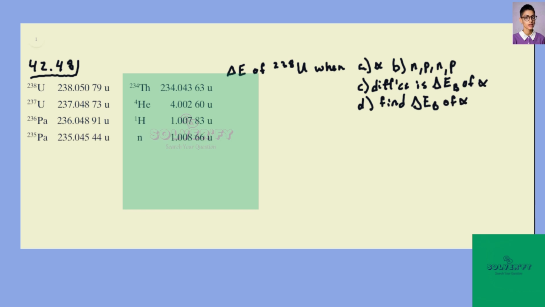In problem .48, we're considering the alpha decay of uranium-238. We want to figure out how much energy is released when it emits an alpha particle, and then when it releases a neutron, a proton, a neutron, and a proton. We want to argue that the difference of these is the binding energy of an alpha particle, and also find what that is. We're given a table of things we need.